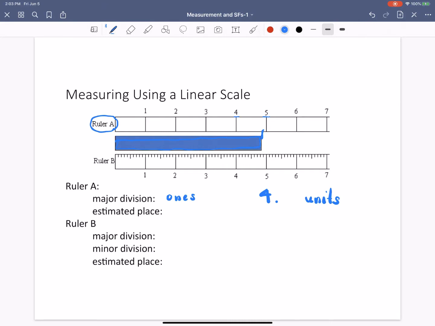So in my mind, I'm going to break this into 10 spaces and estimate it. And I'm estimating the tenths place. I'm estimating the tenths place to be 8/10 of the way between 4 and 5. So I would report this measurement as 4.8 units. Now, if it were a real ruler, the units would probably be inches or centimeters, but I don't know what they are. So I'm just going to say this measures in units. And if I was told centimeters, then I could write centimeters.